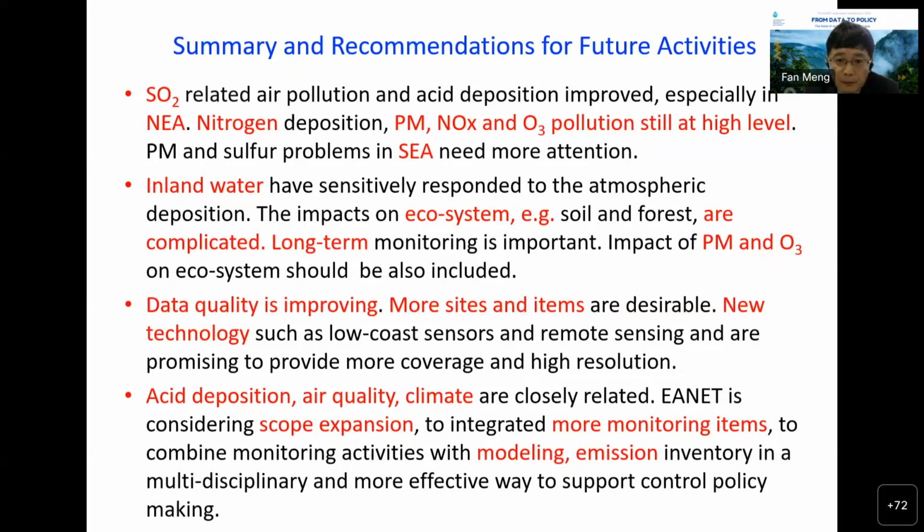But more sites and more items may be needed, and other technologies like low-cost sensors or remote sensing by satellite have already shown promise, so maybe we can combine them in the future. Finally, acid deposition, air quality, and climate are closely related. EANET is currently considering scope expansion, so maybe integrating more monitoring items and activities combined with modeling, emission inventory, and other multidisciplinary studies may be an effective way to support control policy making. That is my talk. Thank you.